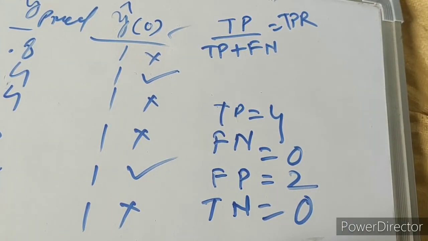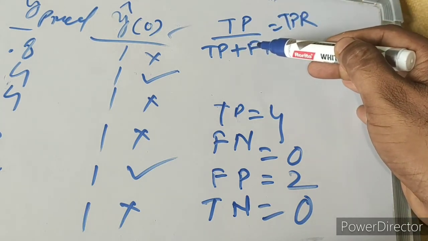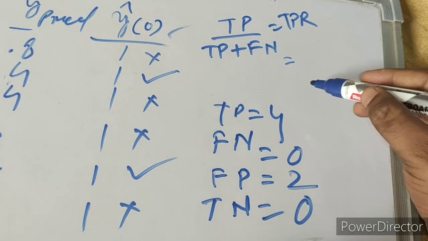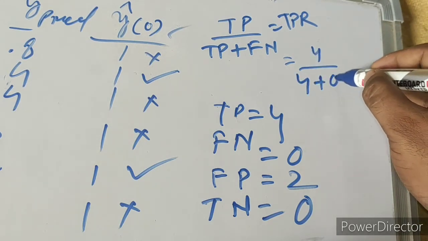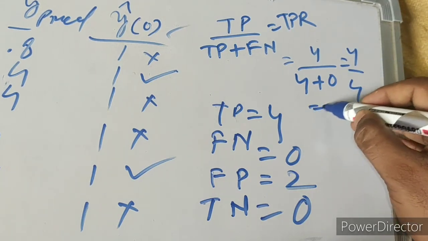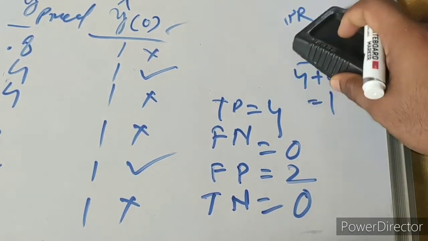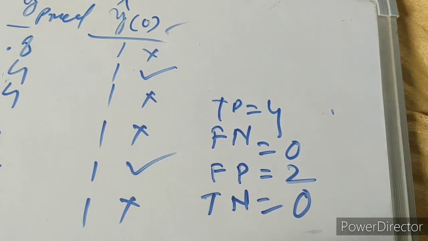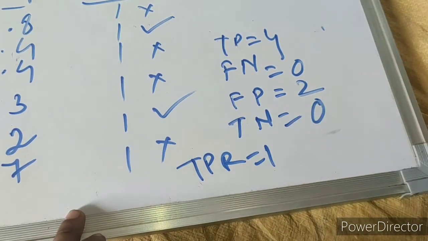As we can see on the screen, true positive rate is true positive divided by true positive plus false negative. True positive rate is 4 divided by 4 plus false negative equal to 0. So 4 by 4 equals 1. So TPR is here 1. True positive rate equals 1. So let's note it down. TPR equals 1.